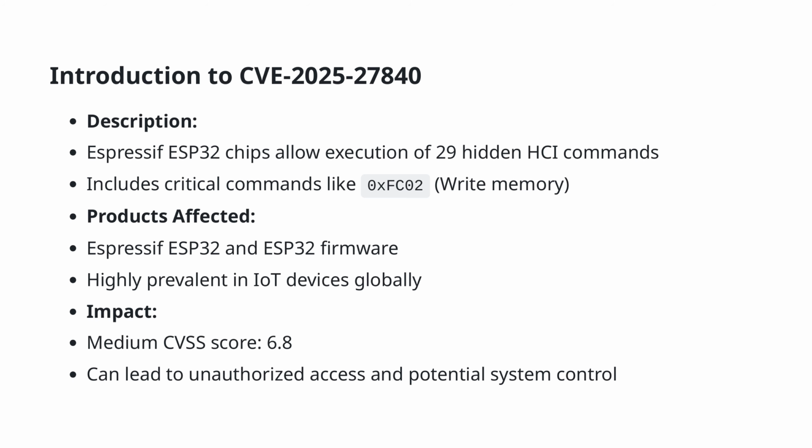These chips are widely used in IoT devices across the globe, which means the potential for unauthorized access and control is a notable risk. With a medium CVSS score of 6.8, this vulnerability highlights a significant security consideration. It underlines the importance of understanding how these hidden commands can impact device integrity and secure operation. The affected products mainly include the pervasive ESP32 and its associated firmware, underscoring the need for awareness and proactive mitigation to prevent exploitation and safeguard IoT ecosystems.